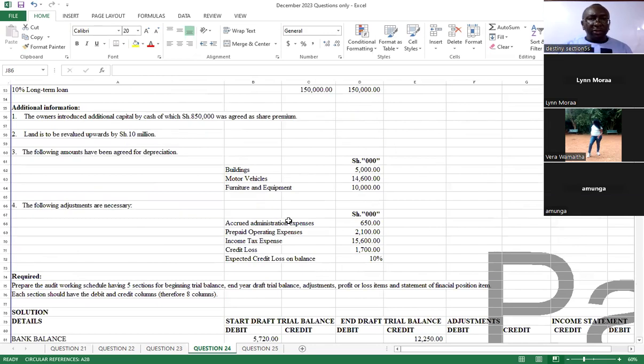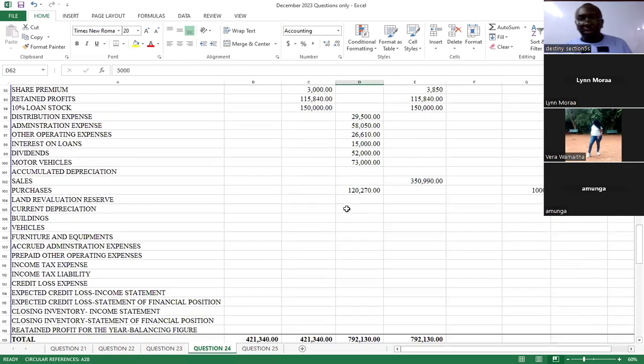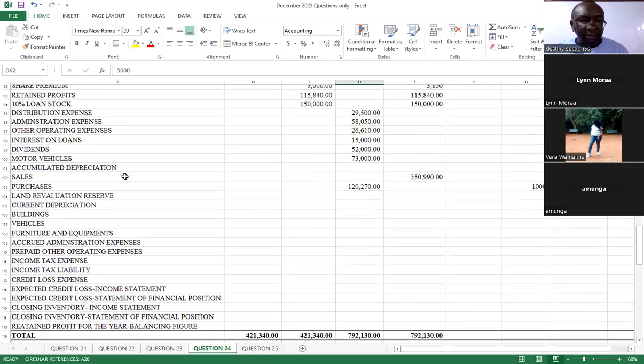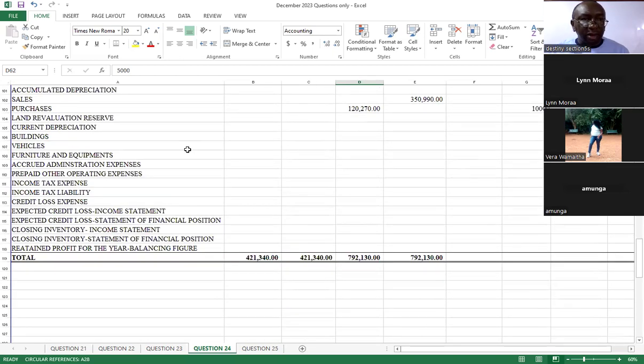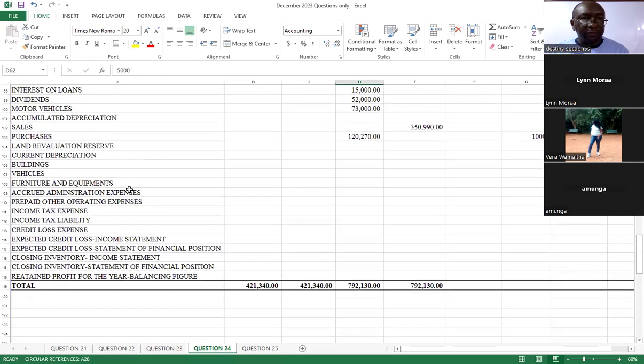The following amounts have been agreed for depreciation. So there is depreciation for buildings, 5,000. Yeah, that one we can pick it. So this depreciation for building, we are going to debit the expense and credit the accumulated. We debit the expense. So the depreciation, where are the current depreciation?